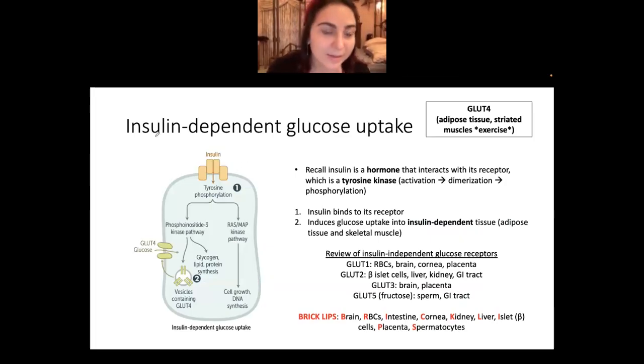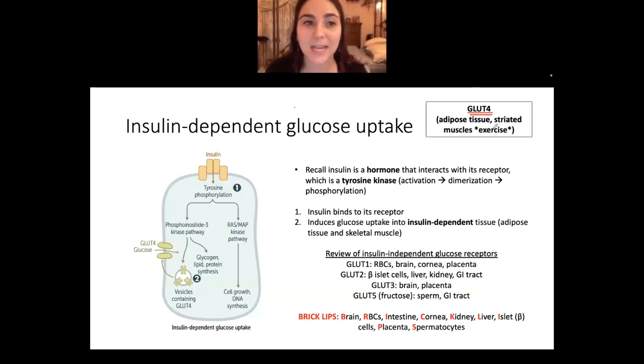All right, so then the other thing that's really important to remember is glucose uptake, insulin dependent versus independent glucose uptake. And remember, the only receptor for glucose that absolutely depends on insulin, so you cannot take up glucose within these cells if insulin is not there, is GLUT4. So remember, GLUT4 is not present on every cell, it's only present in adipose tissue and then your skeletal muscle, your striated muscle.